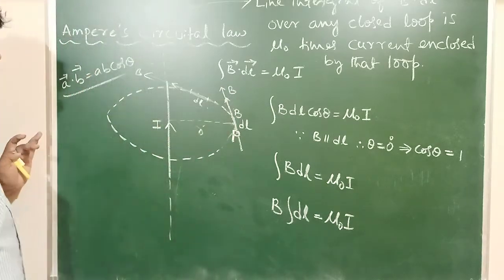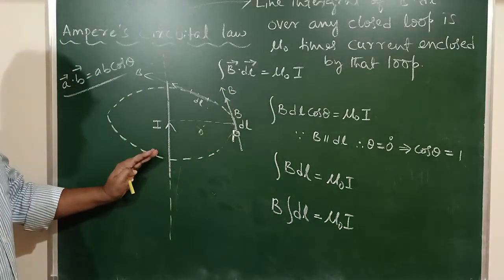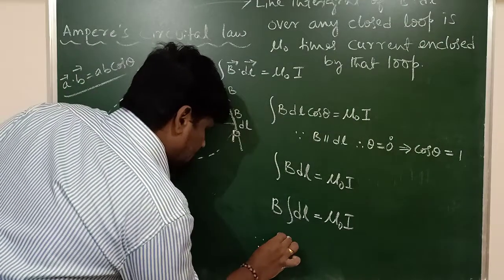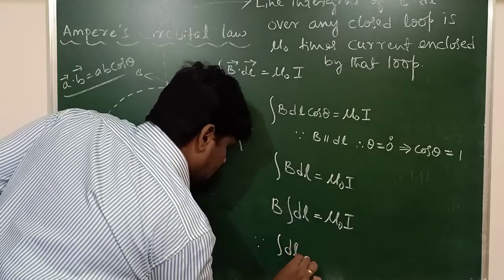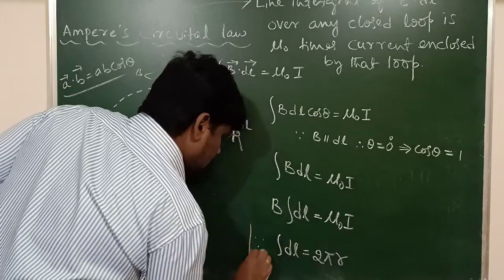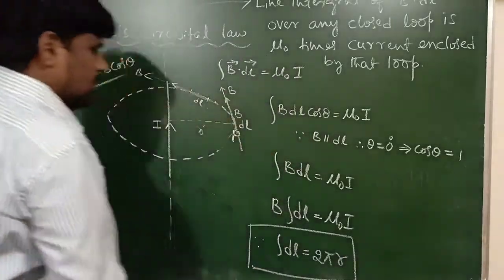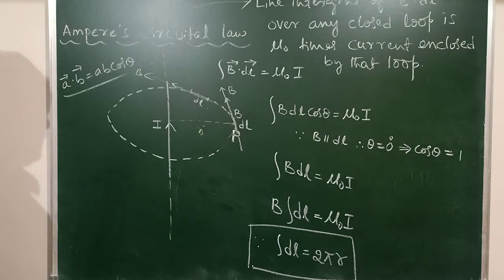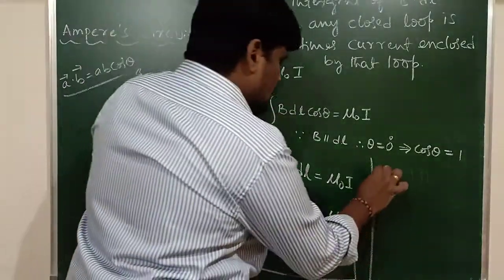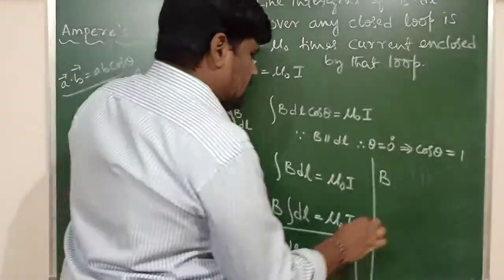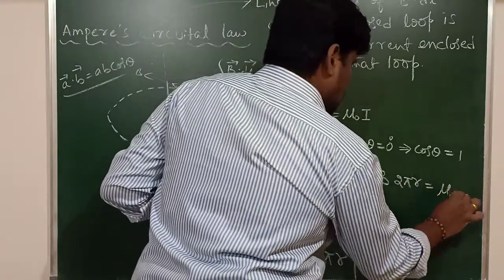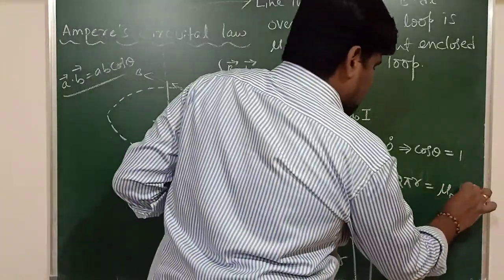That sum of dl's should be equal to what? Length of this loop. Since, what can I write now, summation of dl should be equal to 2 pi r. If summation of dl is equal to 2 pi r, substitute there. What can I write now? B as it is. Summation of dl is how much here? 2 pi r, which is equal to what? Mu naught times I here.